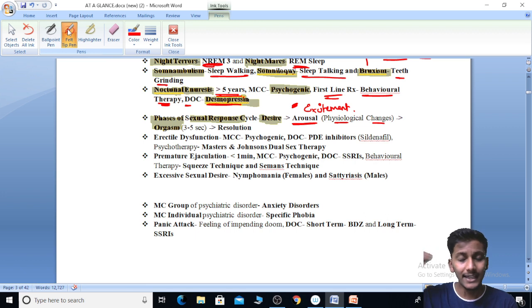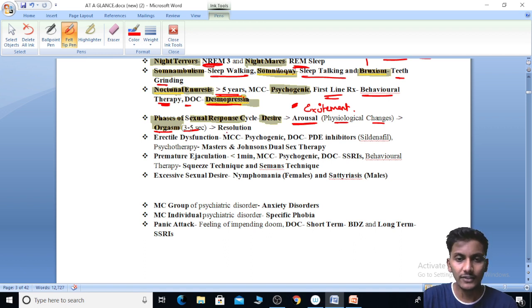when it is intensified, the person would land up into orgasm, and orgasm only lasts for 3 to 5 seconds. Please remember, it is the smallest phase of the sexual response cycle. There would be peaking of the pleasure, which can finally complete with ejaculation or contraction of the lower one third of the vagina. These are usually seen in cases of orgasm.